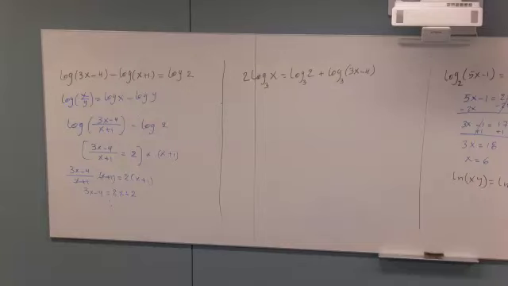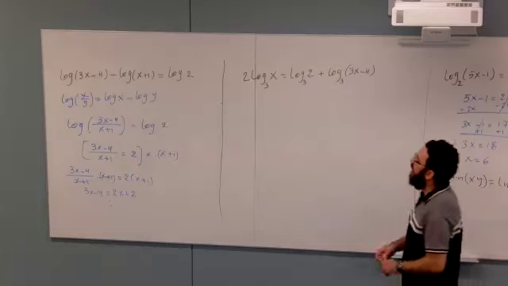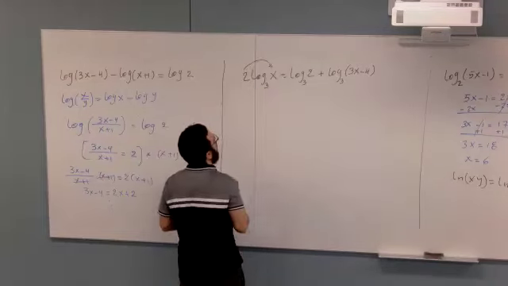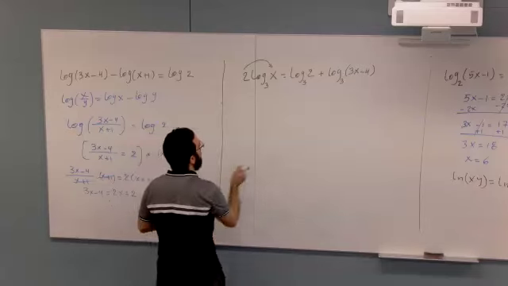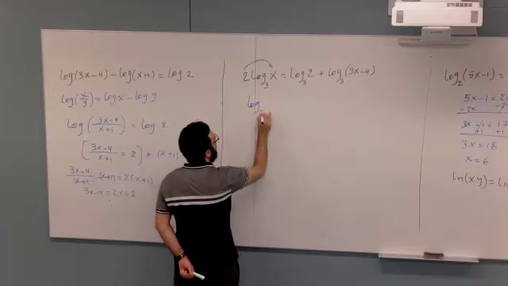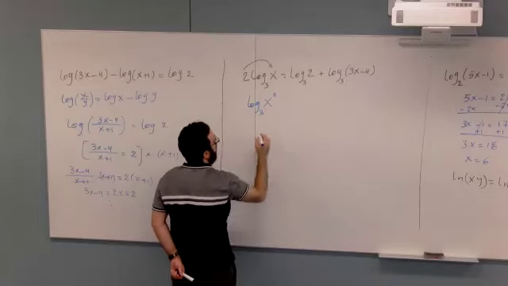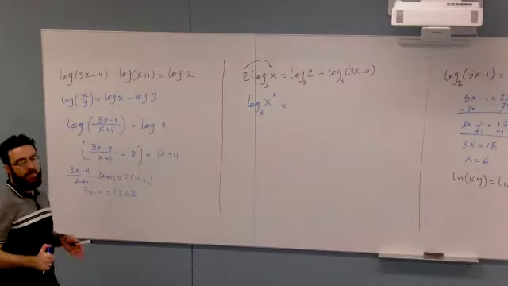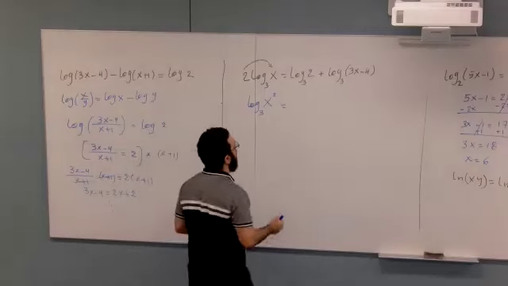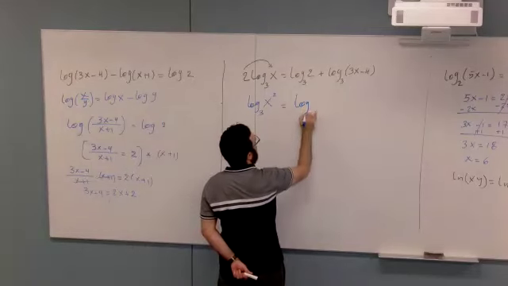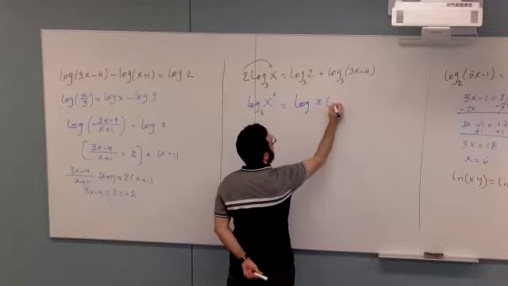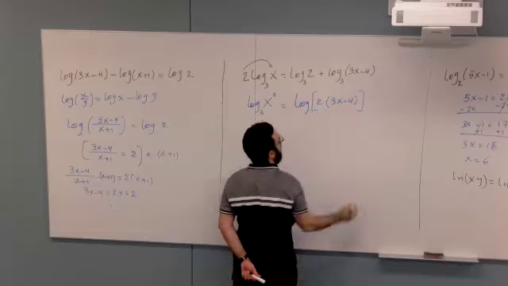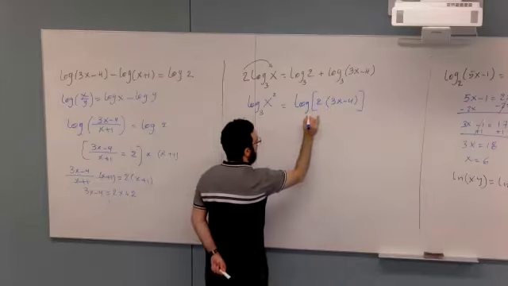Which properties can I use? You're going to put the 2 on top of the x. Yes. So every time I have a number here, it means it's an exponent. So on this side, I can say, okay, it's log base 3 of x squared. There is the equal sign. What about the right side? If I have a plus between two logs, what does that mean? Multiplication. So it's log of 2 times what? 3x minus 4. Is that okay? The base.